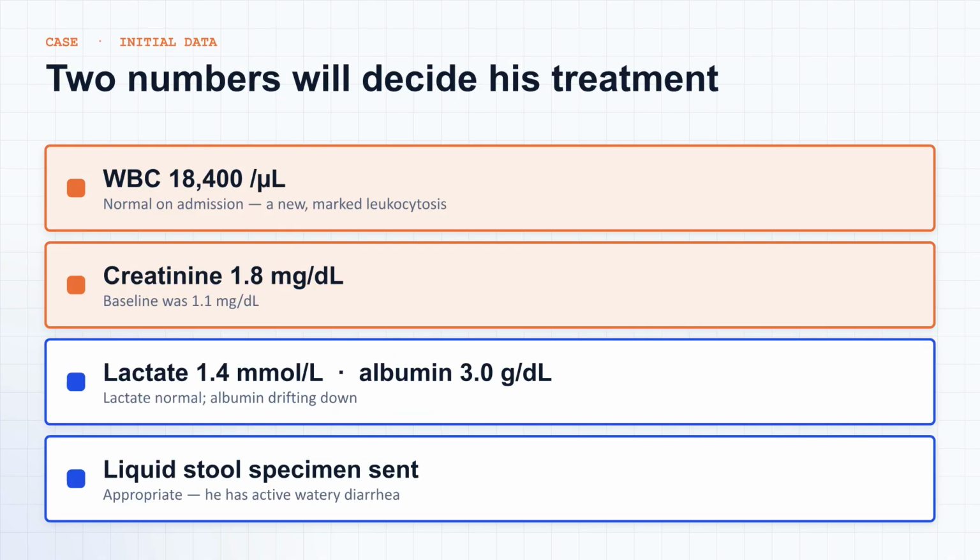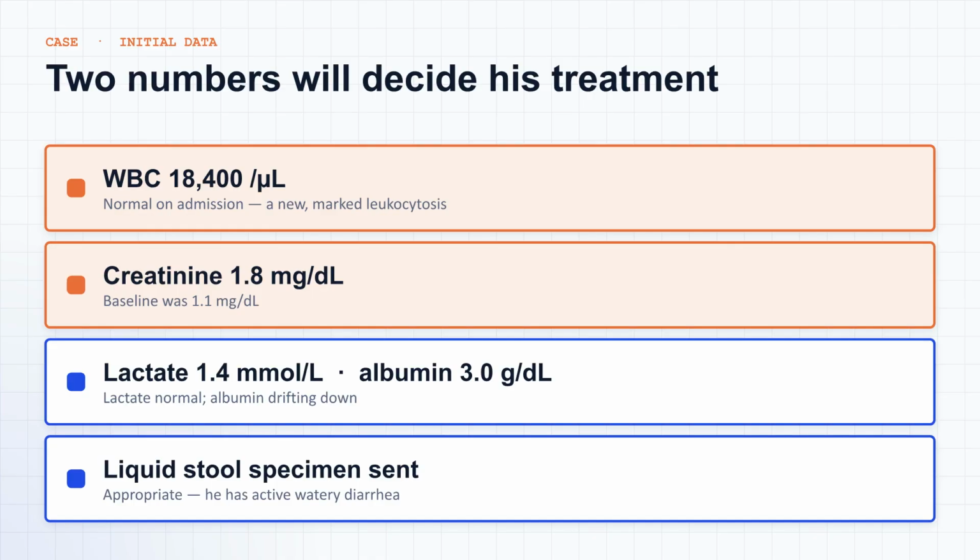Here are the first labs. His white blood cell count is 18,400, up from a normal count on admission. Creatinine is 1.8, clearly above his baseline of 1.1. Lactate is 1.4, and normal. Albumin has drifted down to 3.0. A liquid stool specimen has been sent.